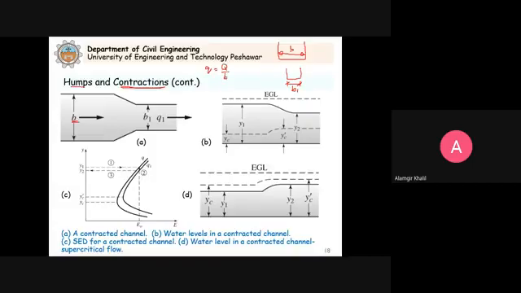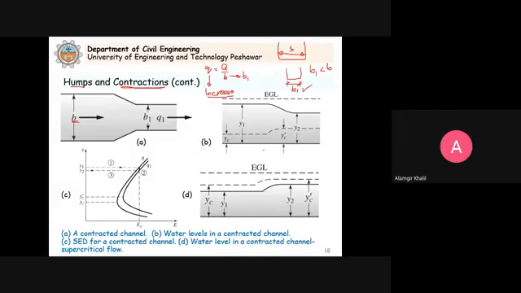Now that this B is reduced from B to B1, B1 is smaller than B, clear? So what will happen? This q will increase, because the discharge is the same. If you reduce the width, the discharge per unit width should increase, because B is reduced. So it will increase this value.